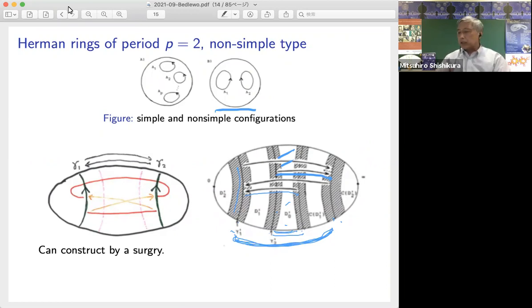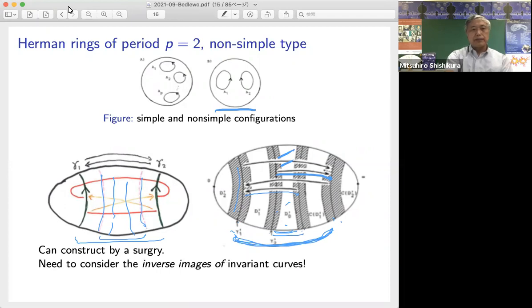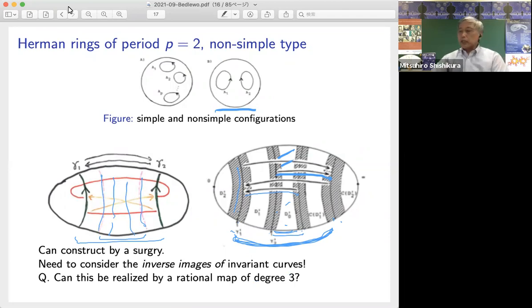But here there was a discussion about the modulus, whether it is possible or not. Of course, it is possible to have a degree 1. Then you have to do something else inside. So somehow to realize this configuration, you have to go back to the inverse images and solve the problem of the modulus. So you need to consider inverse images. So then you can ask questions.